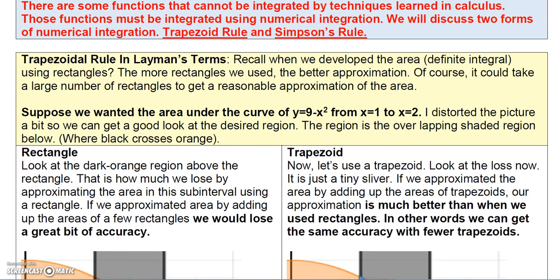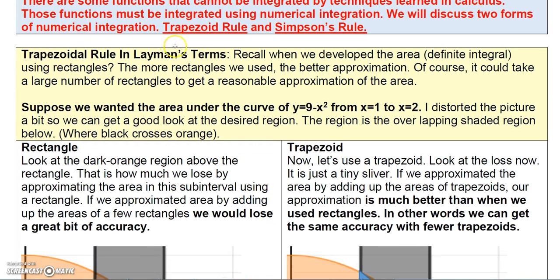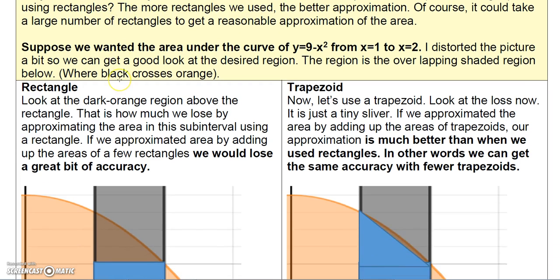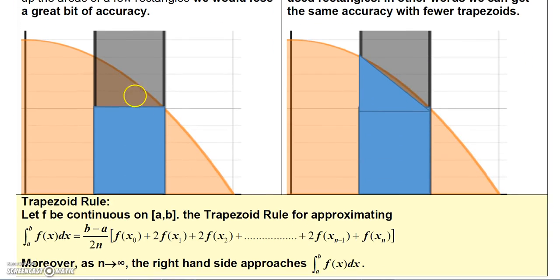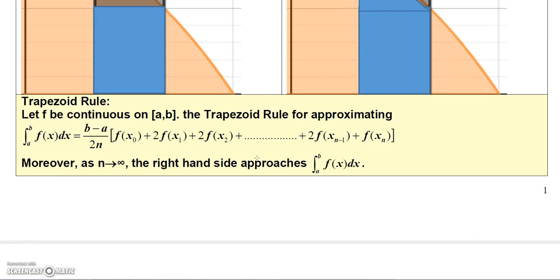So one technique is the trapezoidal rule, and the trapezoidal rule is developed by, rather than finding the area under a curve by using rectangles, you actually find the area by summing up trapezoids. The more trapezoids that you divide the interval into, the better the approximation will be. So let me go ahead and give you the trapezoid rule.